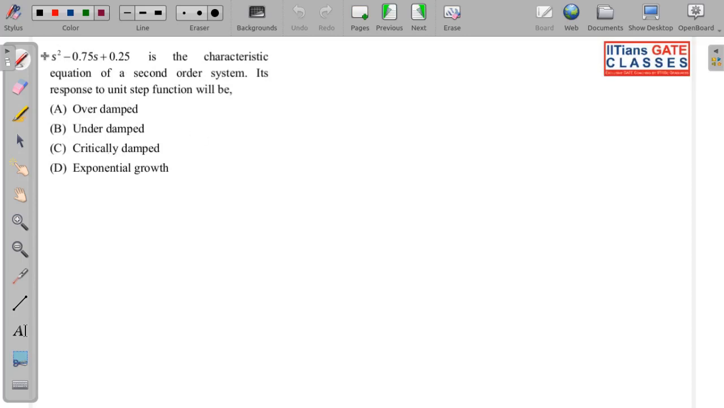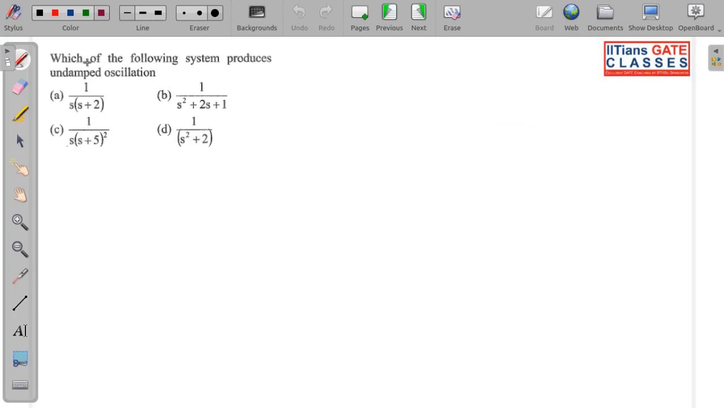So over here it is asked: s square minus 0.75s plus 0.25 is the characteristic equation of a second order system. Its response to unit step input will be? So you can see the characteristic equation has a negative coefficient. Due to this negative coefficient, we will have poles in the right hand side of the s plane. You can calculate it yourself. So due to that, there will be exponential growth.